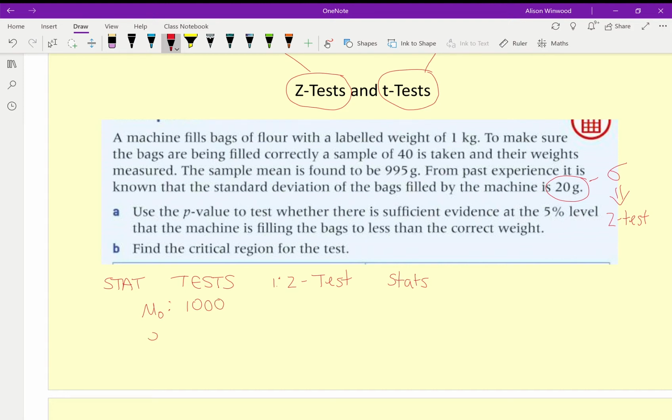Then it asks us for sigma, and we've already established that we know sigma in this case is 20. X bar is the mean of the sample, and that's in the question, is 995. And N is the number of items in the sample, which in this case is 40.